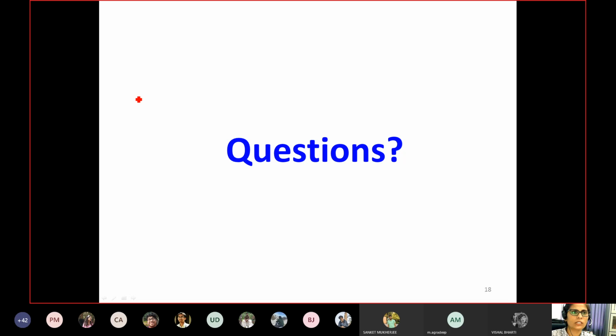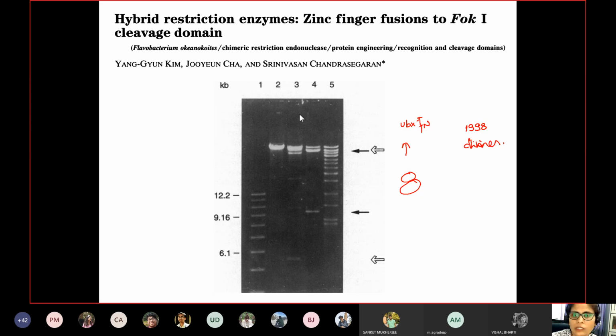In zinc finger nucleases, for example, if I give you a particular experiment or gel picture, will you be able to describe what they have done in this experiment? So they have used this lambda phage DNA, and the UBX FN and other enzymes were used in this. So this kind of question will come for tomorrow.